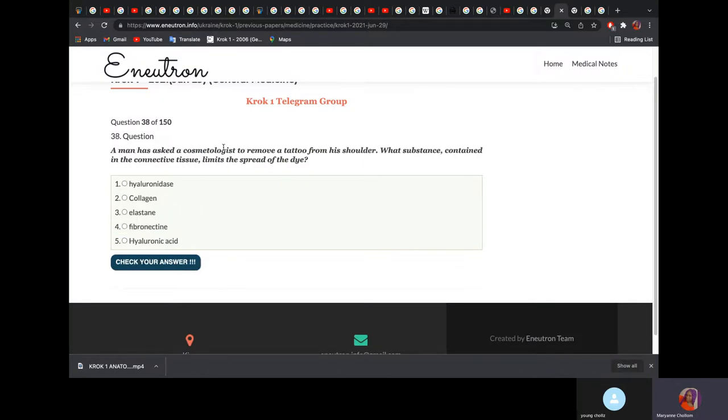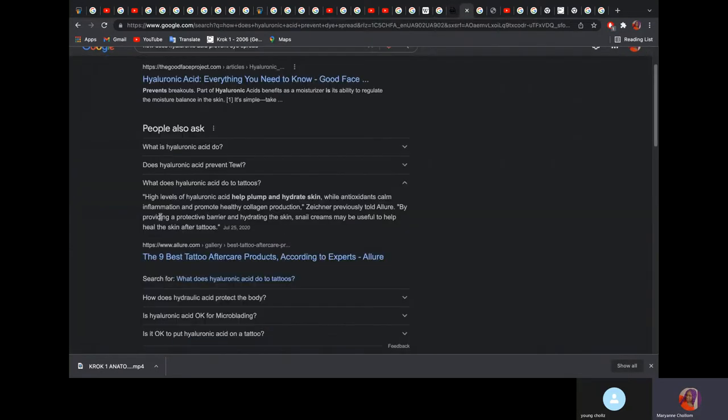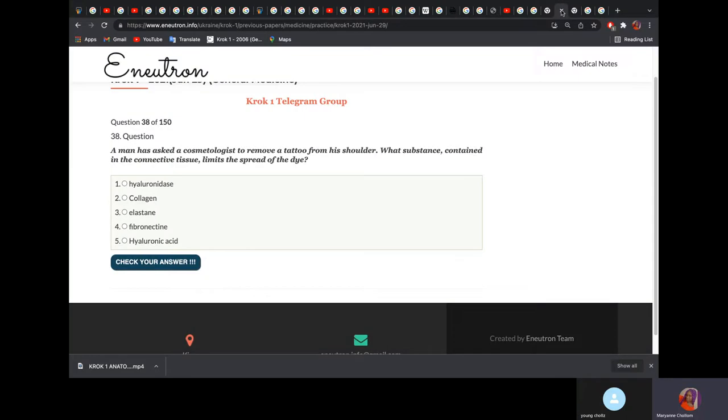A man has asked a cosmetologist to remove a tattoo from the shoulder. What substance contained in connective tissue prevents the spread of dye? So we can see here that a high level of hyaluronic acid helps to plump skin and hydrate it. And you can read here, it forms a protective barrier and hydrates the skin. They just asked what substance contained in the connective tissue prevents the spread of dye. So forming a barrier, it would be hyaluronic acid.